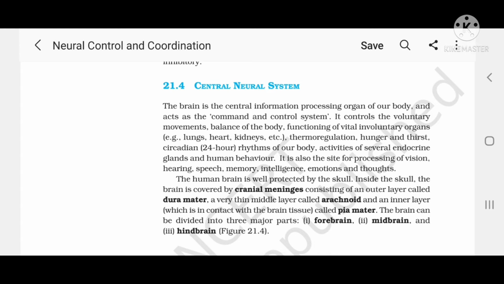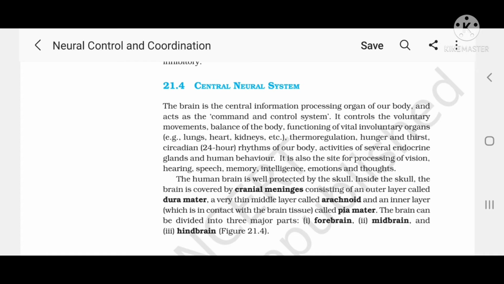The human brain is well protected by the skull. Inside the skull, the brain is covered by cranial meninges consisting of an outer layer called dura mater, a very thin middle layer called arachnoid, and an inner layer which is in contact with the brain tissue called pia mater. The brain can be divided into three major parts. First, forebrain, second, midbrain, and third, hindbrain.